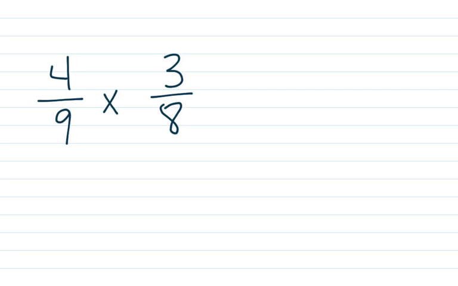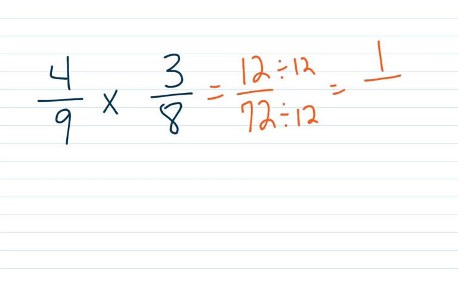If it's a fraction by a fraction, just multiply across the top and the bottom. So 4 times 3 is 12. 9 times 8 is 72. And then simplify this by finding a greatest common factor. In this case, it's 12. 12 goes into both 12 and 72. So you end up with 1/6.